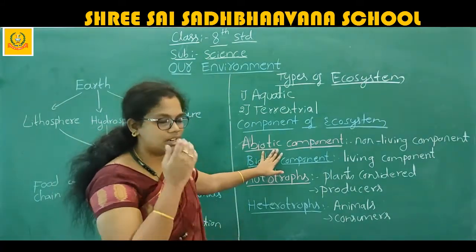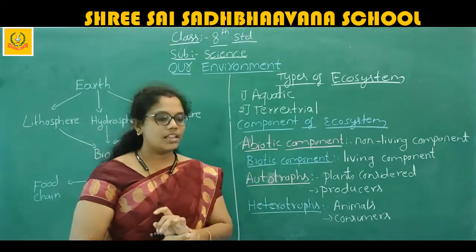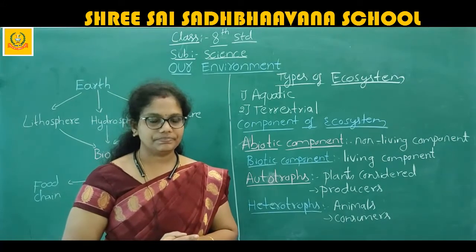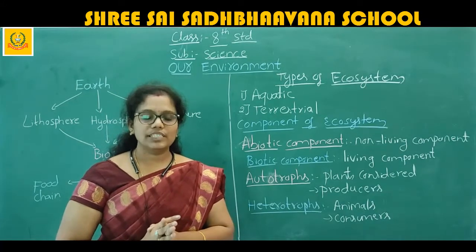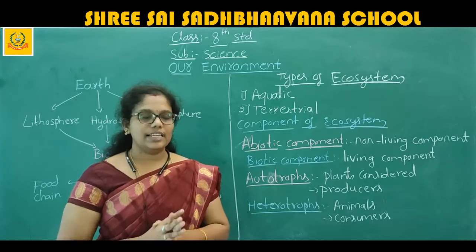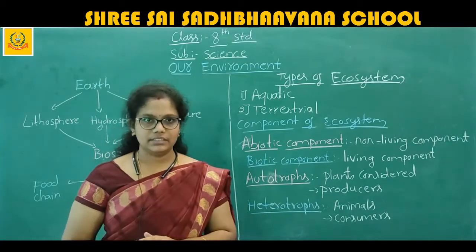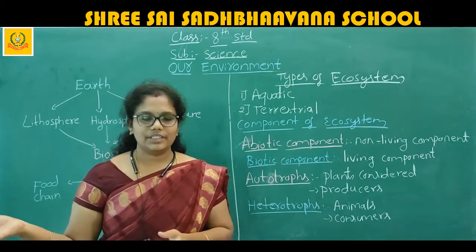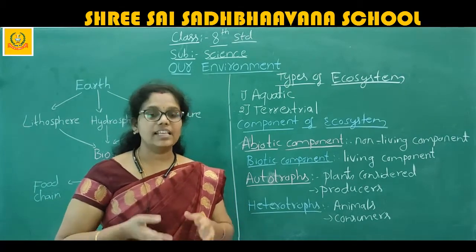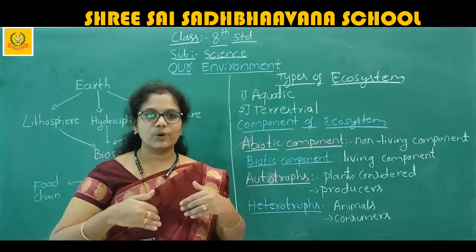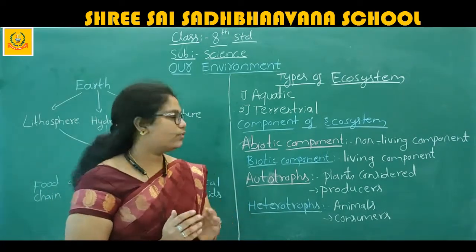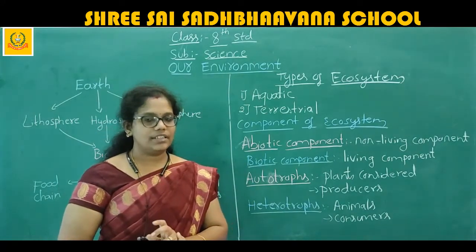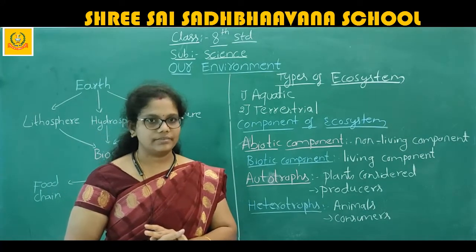Abiotic components means the component in which only non-living things are present, like soil, mud, rock, stone, all the non-living things. If all the non-living things are present in one group or one community, that community we call abiotic components.